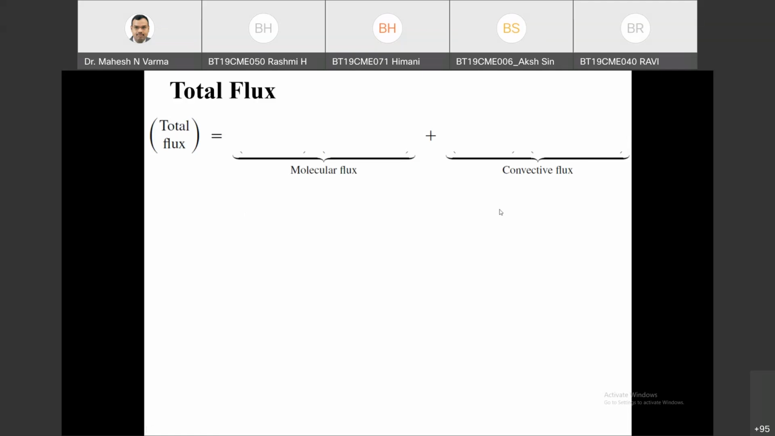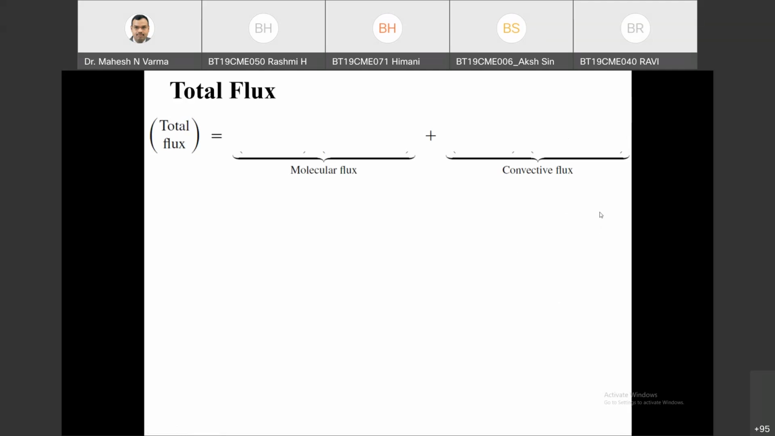So this total flux is a summation of molecular flux and convective flux. But most of the time, whenever there is a convective flux, the total flux is dominated by convective flux. Hence, many a times this total flux is called a convective flux. That is, in a way, not wrong, but fundamentally it is wrong. You should remember this thing.